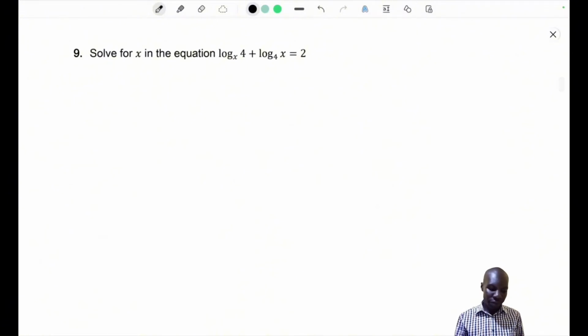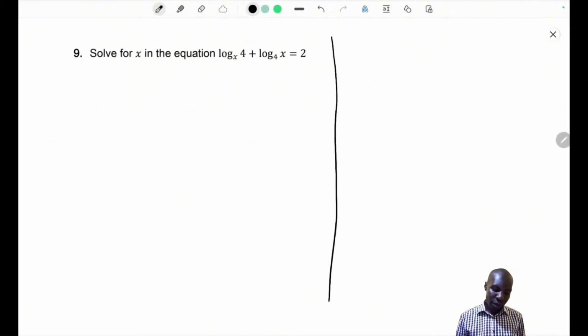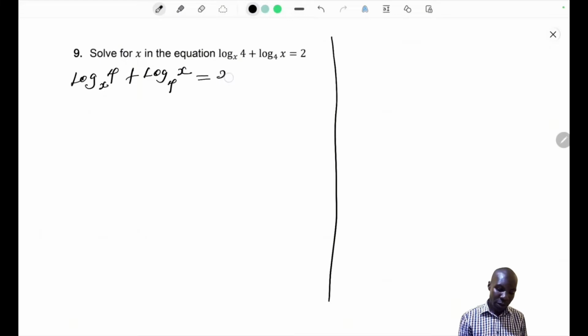Number 9. Solve for x in the equation log of 4 to base x plus log of x to base 4 equals 2. So we are given log of 4 to base x plus log of x to base 4 is equal to 2. This is the equation that we have.